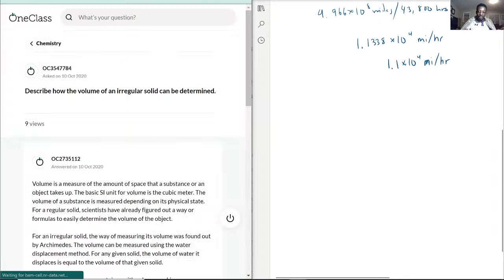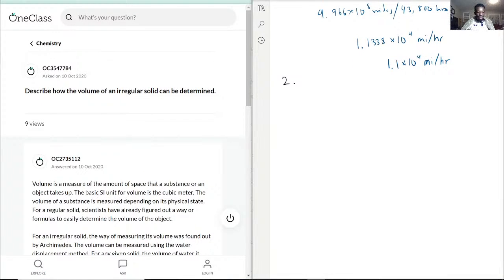So now the second question. All right. Describe how the volume of a regular solid can be determined. So this question is more of a conceptual question. Now for this one, it's a regular solid. It's not a liquid, but they're asking in terms of volume. So the technique commonly used, as they'll describe most likely in the answer here, is volume displacement.